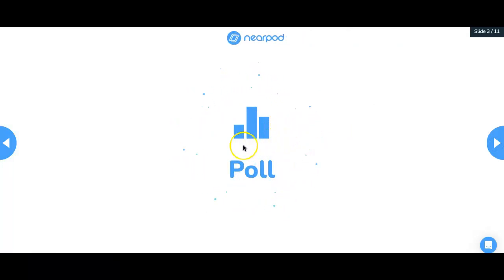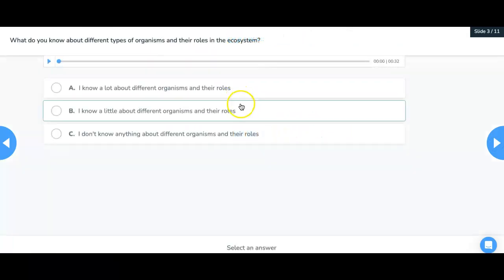In my next slide, I created a poll to gauge students' prior background knowledge. Here they can identify if they know a lot, a little, or do not know anything about different organisms and their roles.